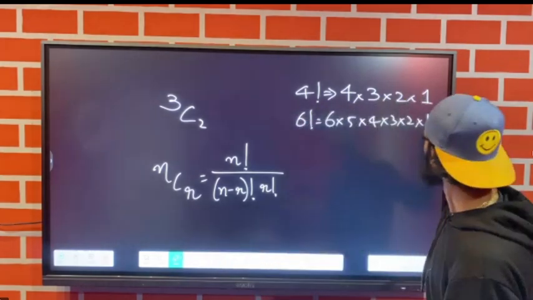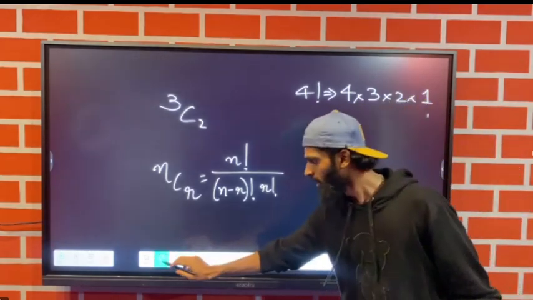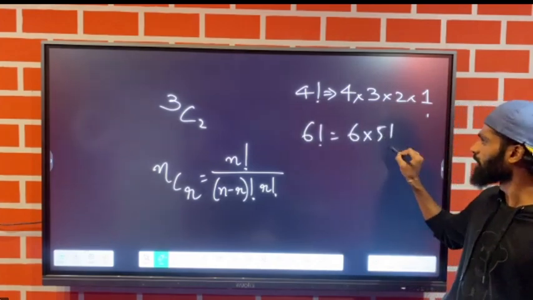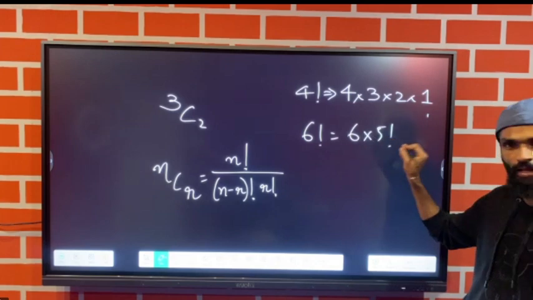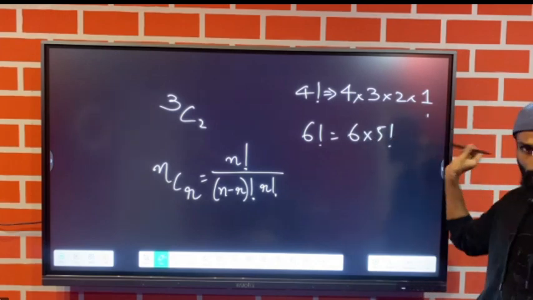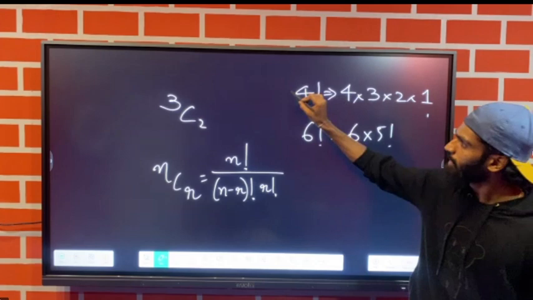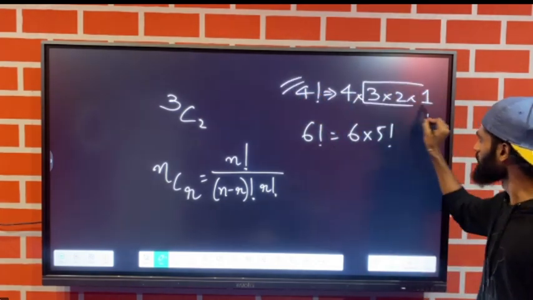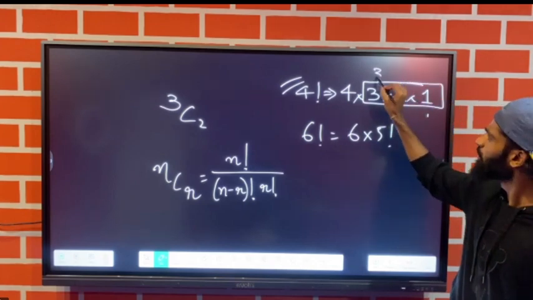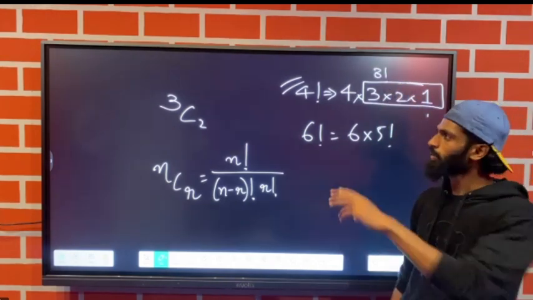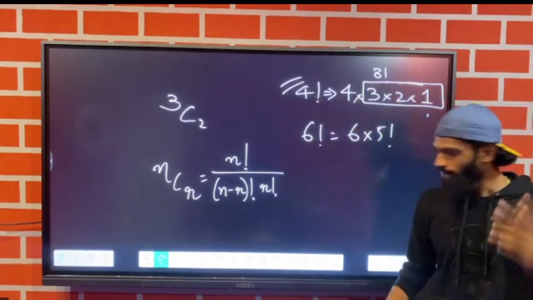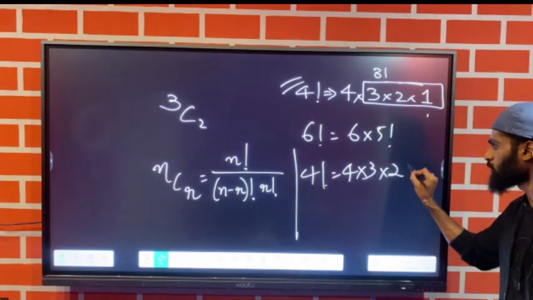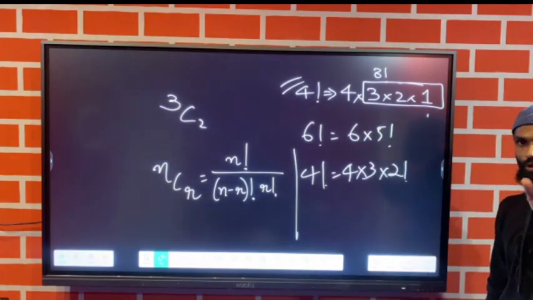Now, there's another way of writing it. I'll tell you how. Focus. Instead of writing 6 factorial, in a simplified way, I can write it as 6 into 5 factorial. Correct me if I'm wrong. What is 6 factorial? 6 into 5 into 4 into 3 into 2 into 1. Correct. Or a better example: I can write 4 factorial, instead of 4 into 3 into 2 into 1, as 4 into 3 factorial, since 3, 2, 1 is 3 factorial. In fact, I can also write 4 factorial as 4 into 3 into 2 factorial. All these things have to be remembered. Fine.